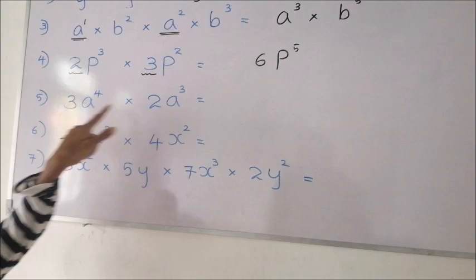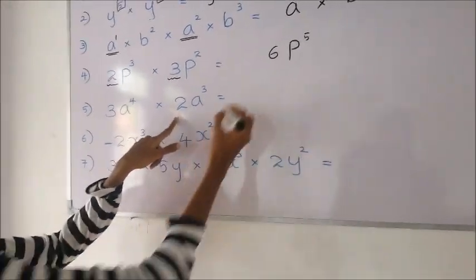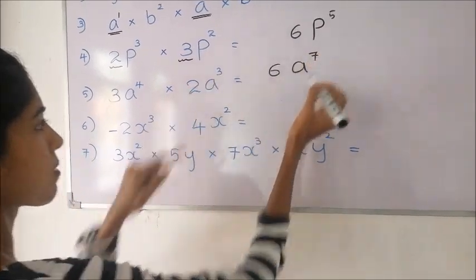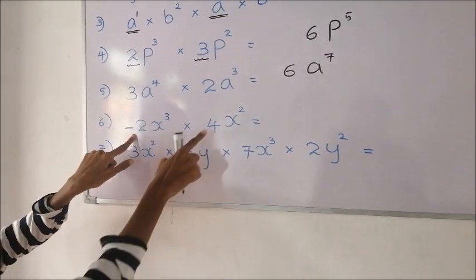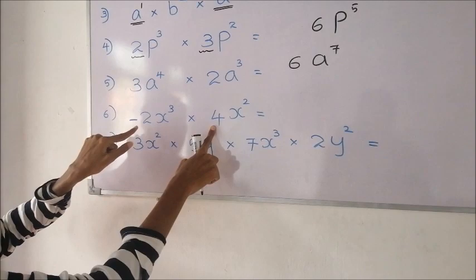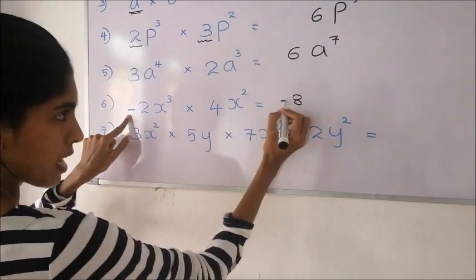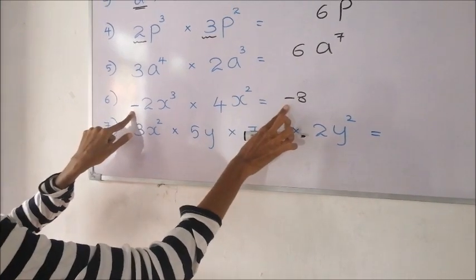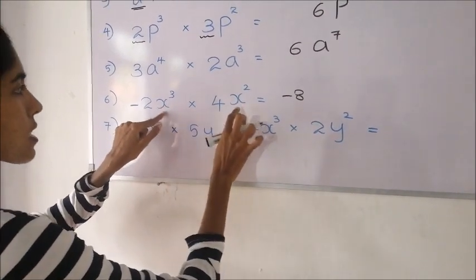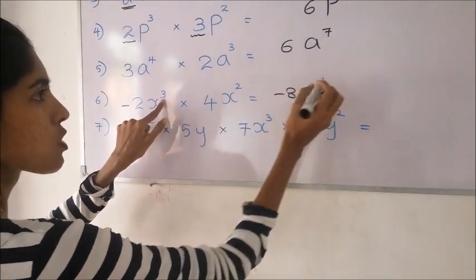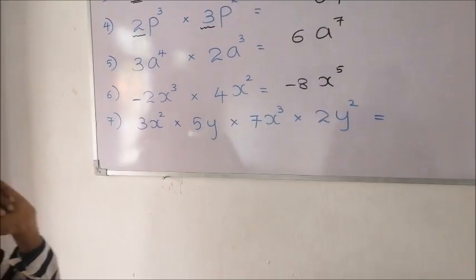Next one, again two numbers can be seen. 3 times 2 is 6. A to the power 4 plus 3 is 7. Next, a negative number and a positive number, doesn't matter, we will multiply. 2 times 4 is 8, minus times plus is minus, keep the sign in front. Then the same bases can be seen here. So x to the power, what are the indices here? 3 and 2. When we add, 5 is coming.